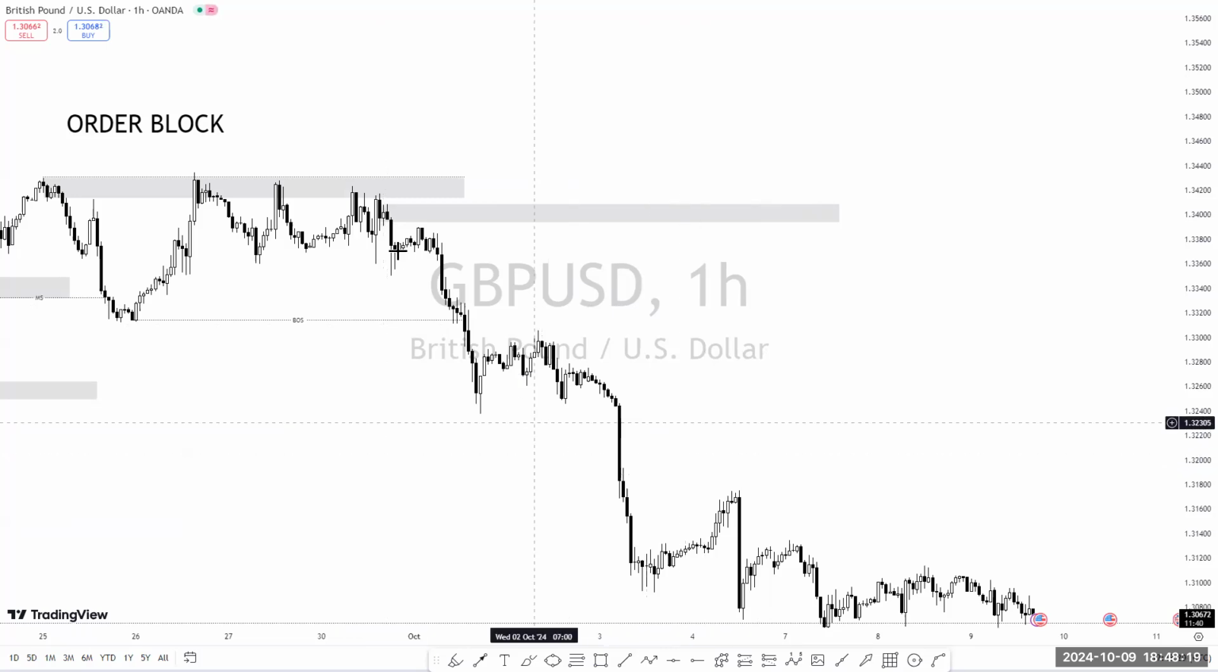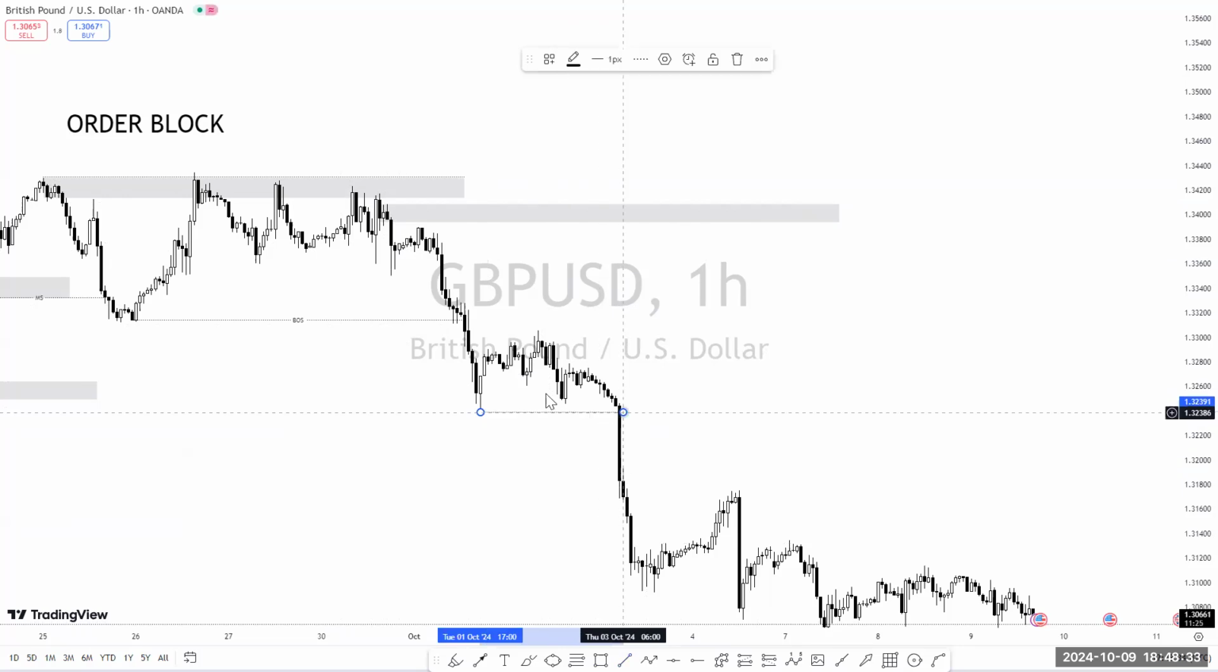And where's the next break of structure? We have our lower high and we have our lower low here. So now we have a new break of structure. Remember, if you want your trend line to be straight, always hold on shift.